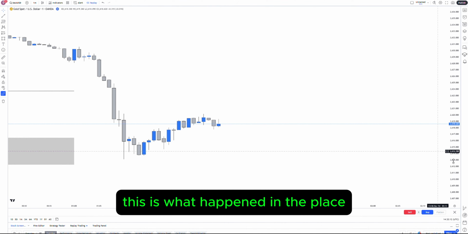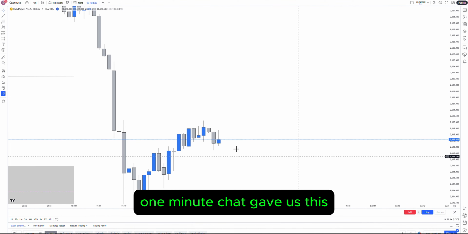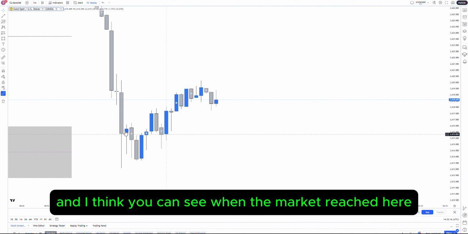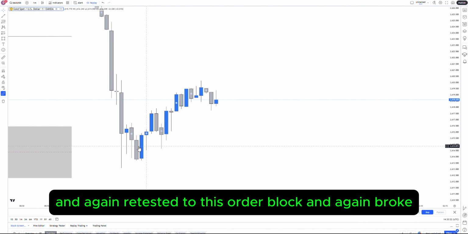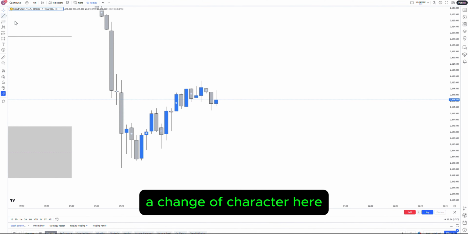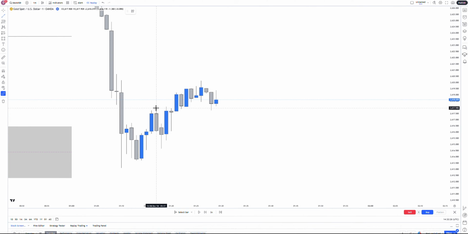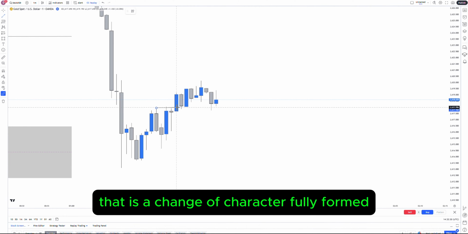This is what happened in the place. The 1 minute chart gave us this, and I think you can see when the market reached here, it tried to move and broke this high, and again retested this order block and again broke, which created the what? A change of character here. That is a change of character fully formed.